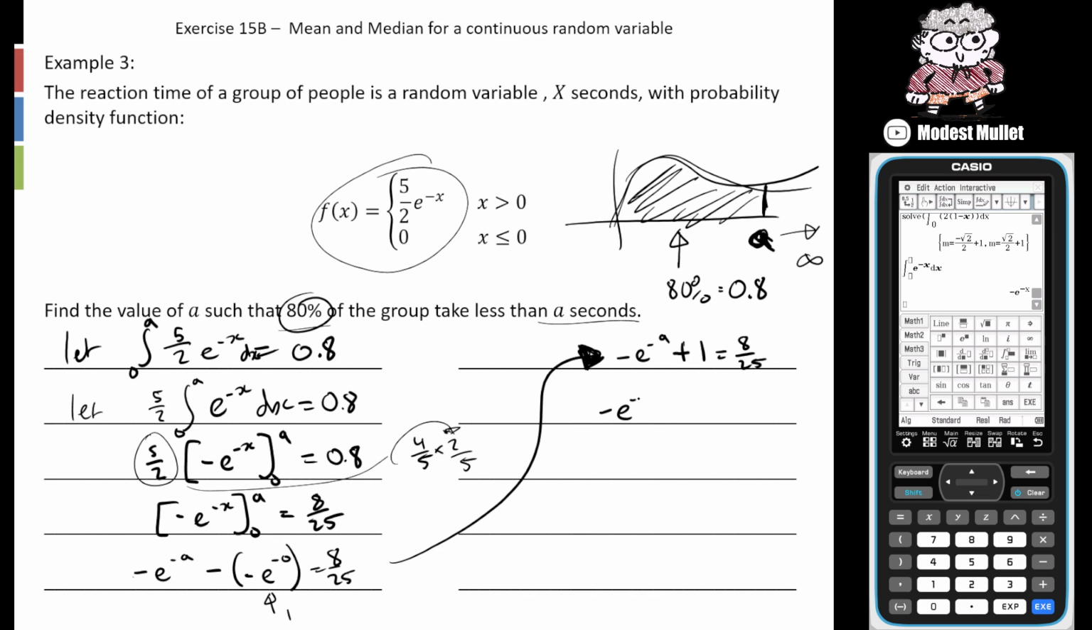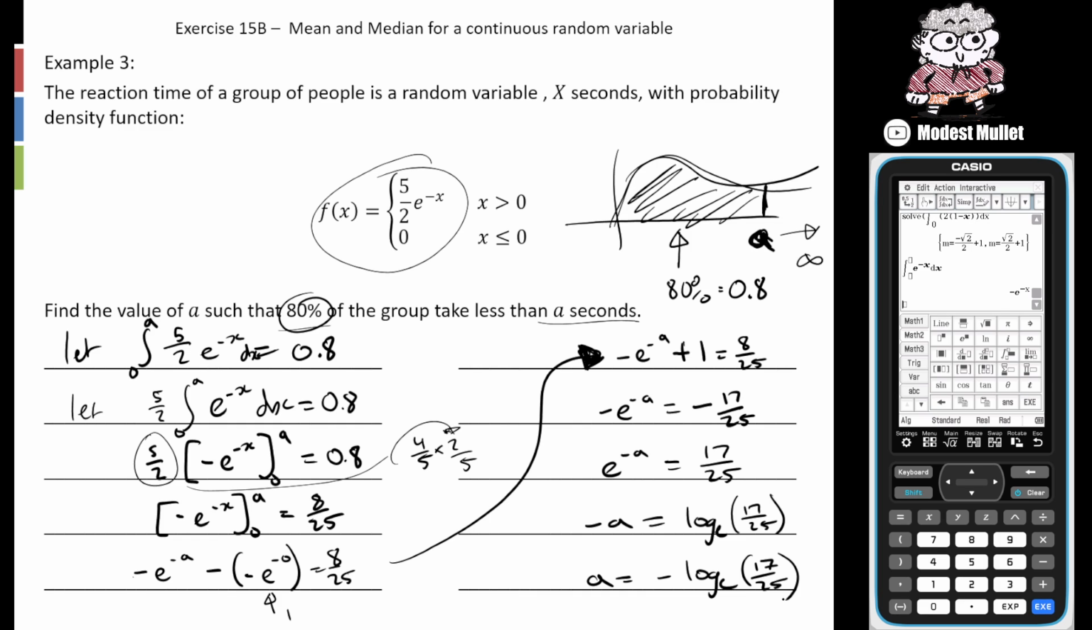So we get negative e to the negative a is equal to, take the 1 away, negative 17 on 25. So positive e to the negative a is 17 on 25. Take the log to the base e of both sides. We end up with negative a is equal to log to the base e of 17 on 25. So a is equal to negative log to the base e of 17 on 25.